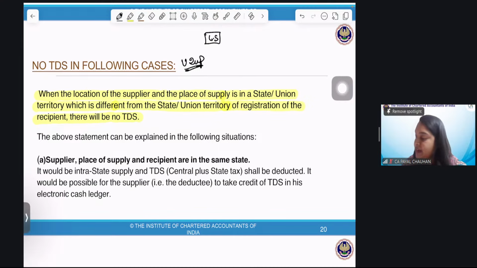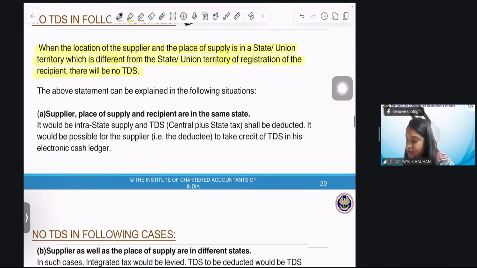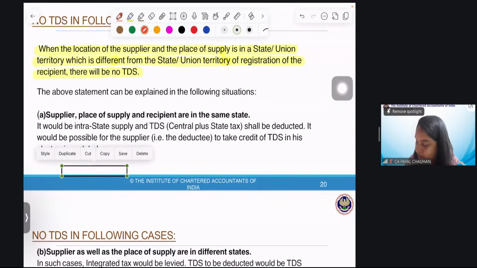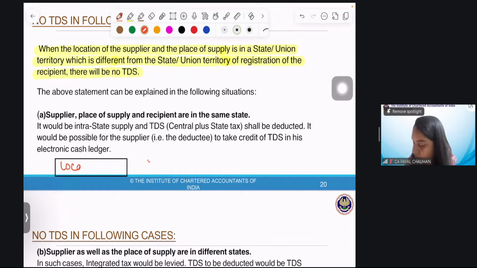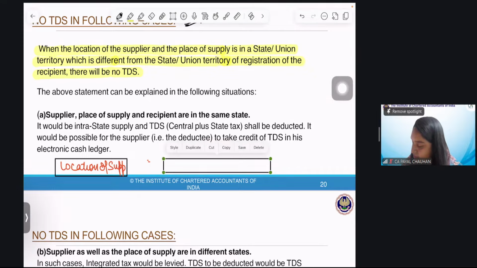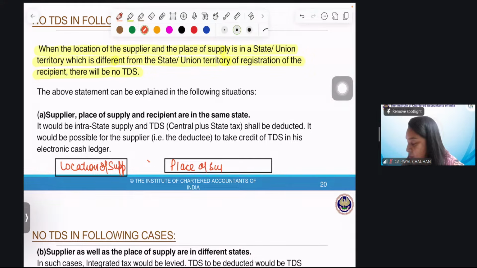Location of supplier. I'll make it big. Then, next, place of supply. You people need to answer. Location of supplier, state A, and place of supply, state A. Interstate or intrastate? You people give me the answer.